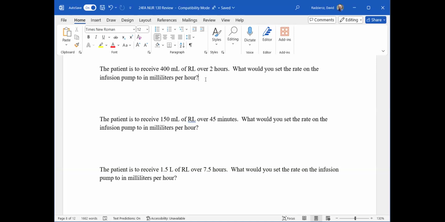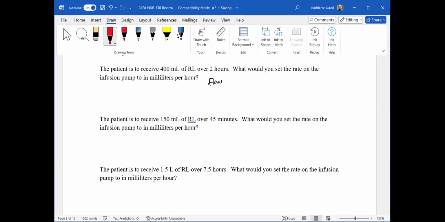There's a variety of different things. So to keep it simple, we're just going to use this example where they're infusing Ringer's lactate, 400 milliliters, and they want it in the patient over a period of 2 hours. When you calculate a flow rate, first of all, flow rate just means you have some sort of volume over a period of time. And typically in nursing, that volume is going to be milliliters and that time is going to be hours.